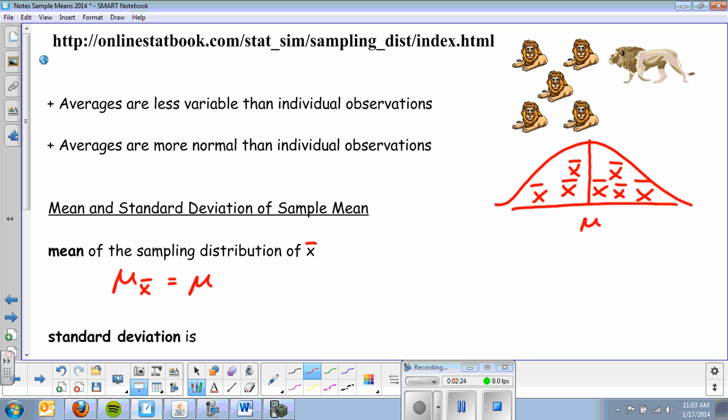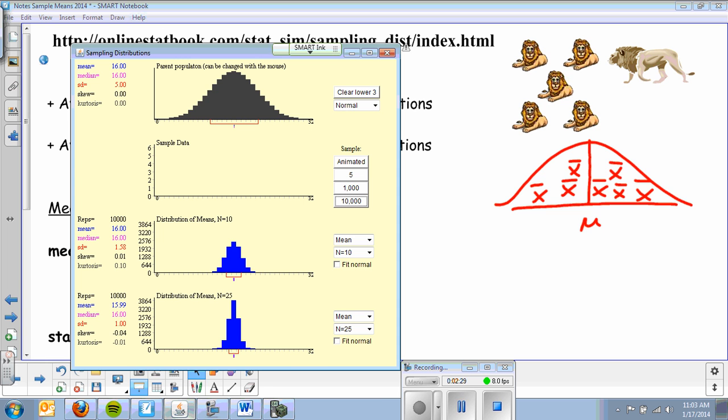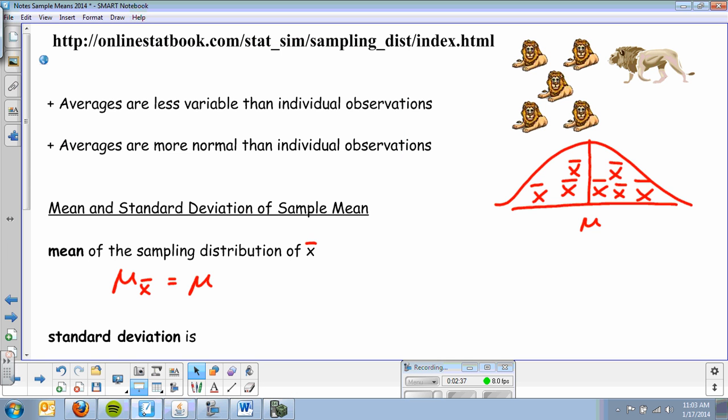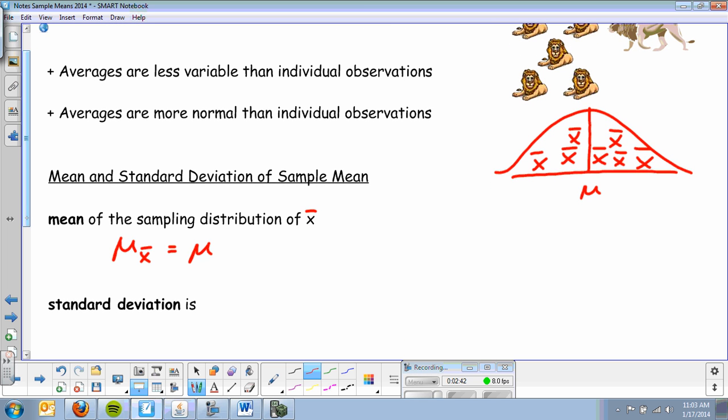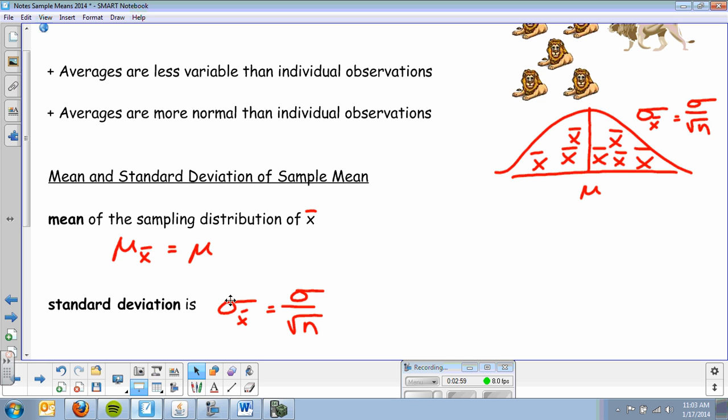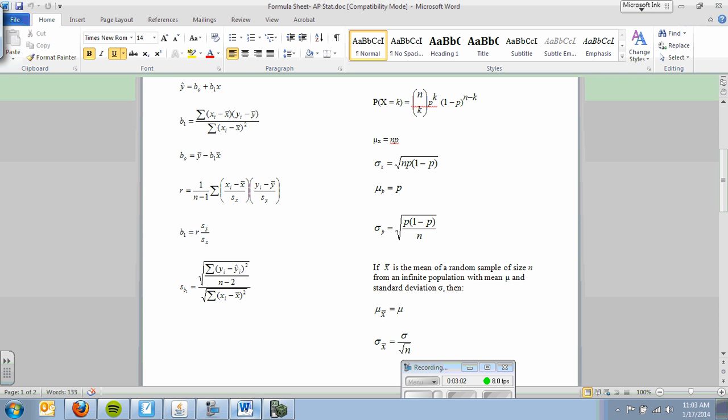So the mean of the actual lions would be the mean of my sampling distribution. Again, that goes back to this. The mean of this graph is the same as the mean of this sampling distribution here. And I'm going to have a standard deviation of the sampling distribution, which is sigma sub x bar, and that's sigma over the square root of n. So the standard deviation of x bar of this sampling distribution is sigma over the square root of n. And again, those formulas are on my formula sheet.